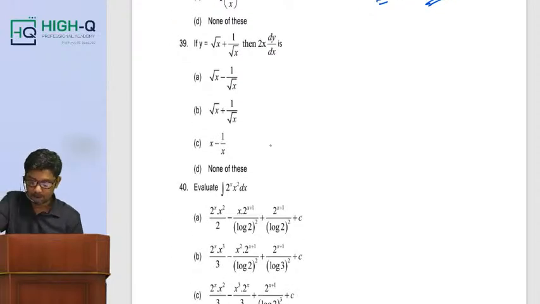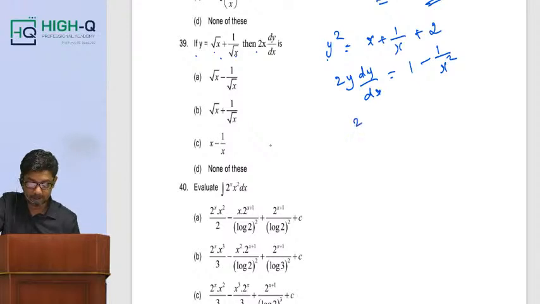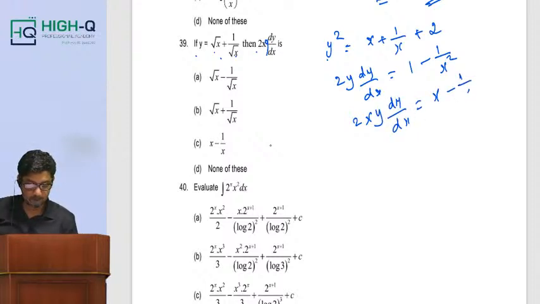39. y is root x plus 1 by root x. Since root comes, let me eliminate. y square is equal to x plus 1 by x, that is a square plus b square plus 2ab. So 2y dy by dx equals derivative of x, which is 1, and derivative of 1 by x, which is minus 1 by x square. Now they ask you to find out 2x dy by dx, so multiply throughout by x, my dear. 2xy dy by dx is equal to x minus 1 by x.